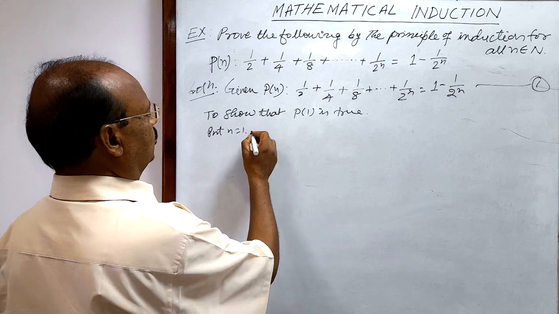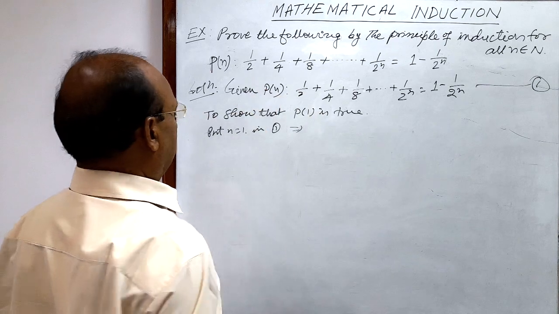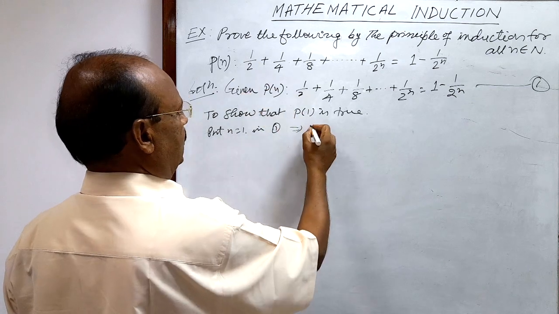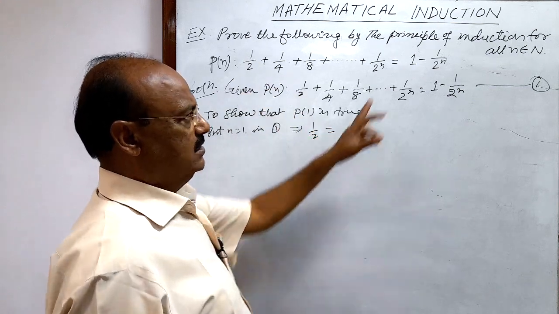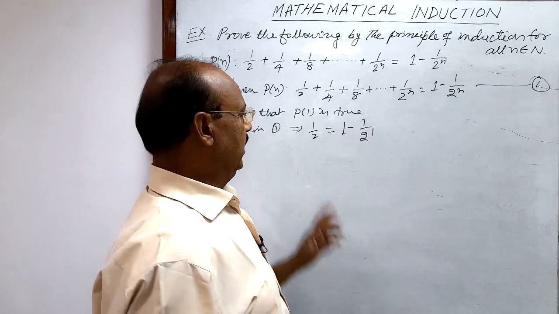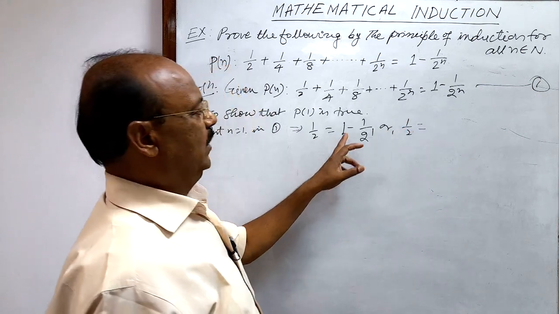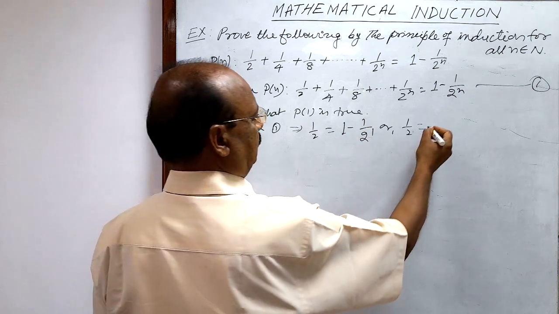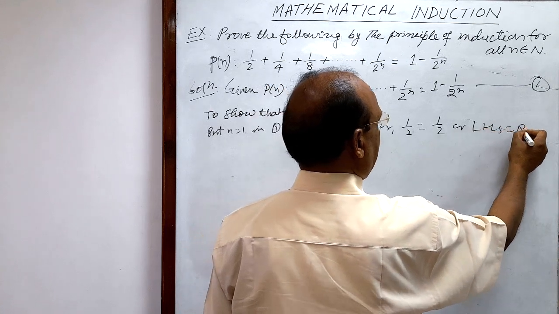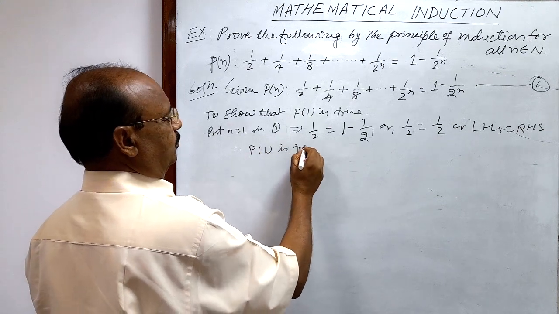So put n is equal to 1 in relation number 1. Here n is equal to 1 means we are taking only one term. So the first term is 1/2 on the left hand side, and the right hand side will be 1 minus 1/2^1, putting n is equal to 1. So we are getting half on the left, and on the right hand side 1 minus 1/2 is half. So we are getting LHS is equal to RHS. Therefore P1 is true.